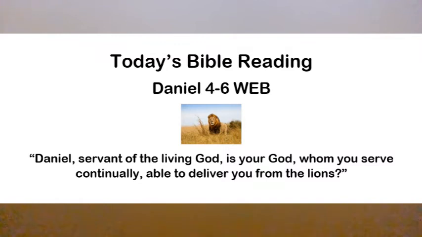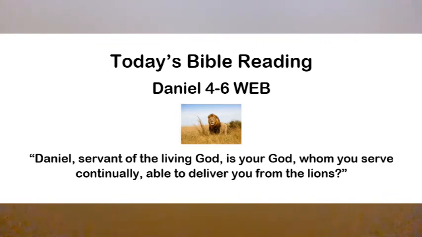Verse 3, Then they brought the golden vessels that were taken out of the temple of God's house, which was at Jerusalem, and the king and his lords, his wives and his concubines, drank from them. They drank wine and praised the gods of gold and of silver, of bronze, of iron, of wood, and of stone. The handwriting on the wall. In the same hour the fingers of a man's hand came out and wrote near the lampstand on the plaster of the wall of the king's palace.